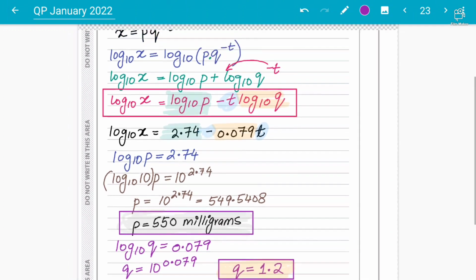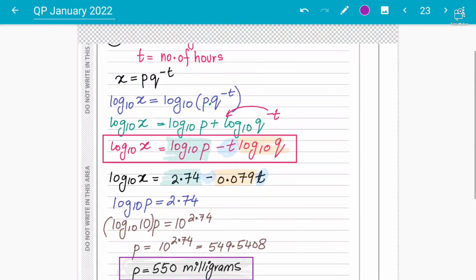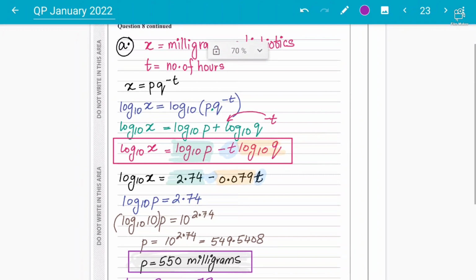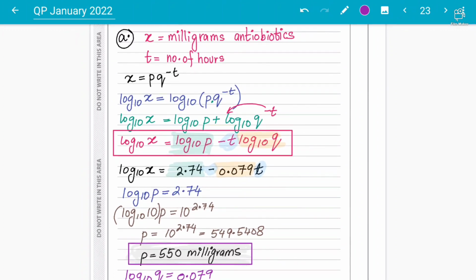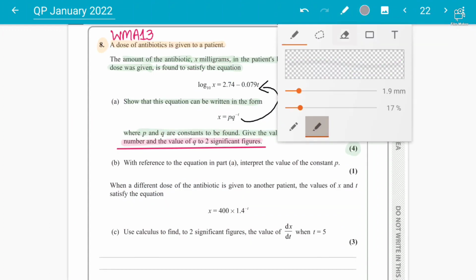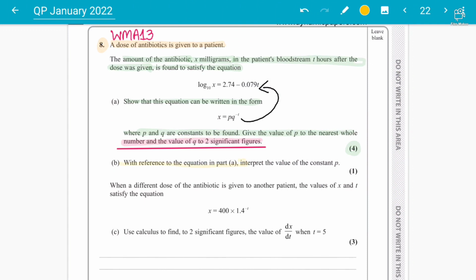Hope everyone gets this. So let me just get it to your part A. Here we go. Part A in a nutshell looks like this. Moving forward, for 1 mark, again they're always asking you with reference to the equation in part A, you have to interpret the value of the constant P. P is basically 550 milligrams. So this is the value of the constant.